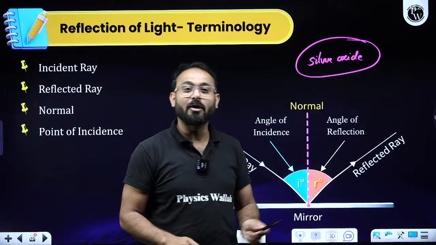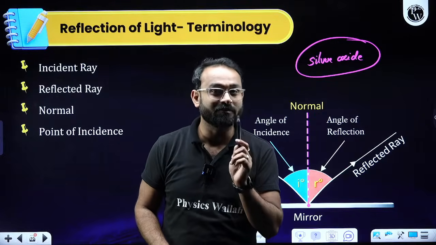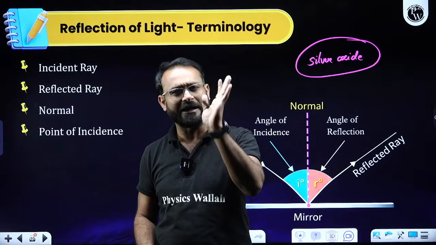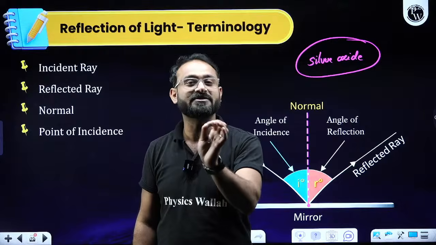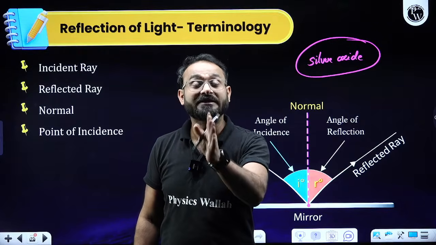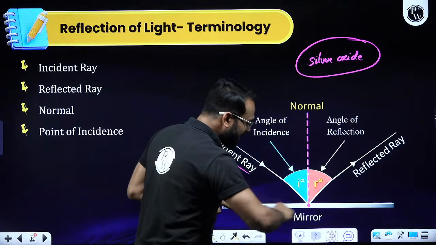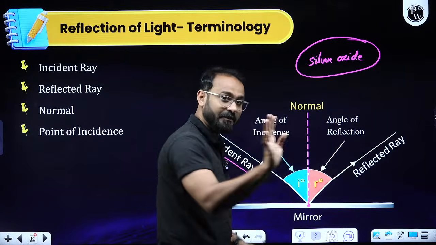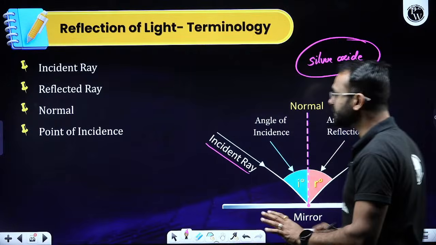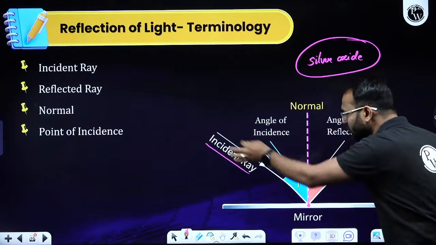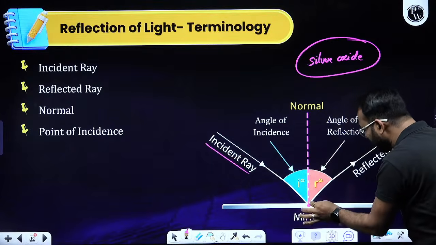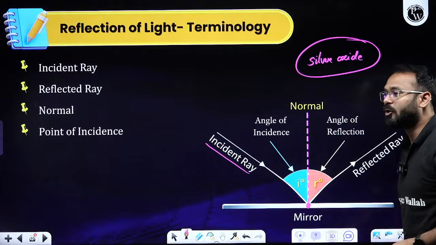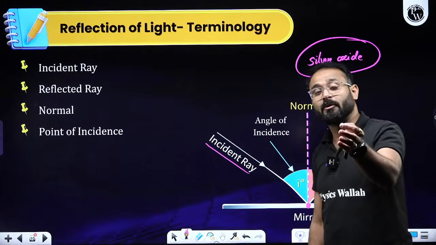I'm talking about the normal which is used in mathematics and physics both. Normal means 90 degrees, perpendicular to the surface or perpendicular to that point. That is called normal. So when we have this surface, we can draw this normal exactly 90 degrees to the plane mirror. As simple as that. And the point of incidence is where the incident ray, the normal and the reflected ray meet each other. That is called the point of incidence.